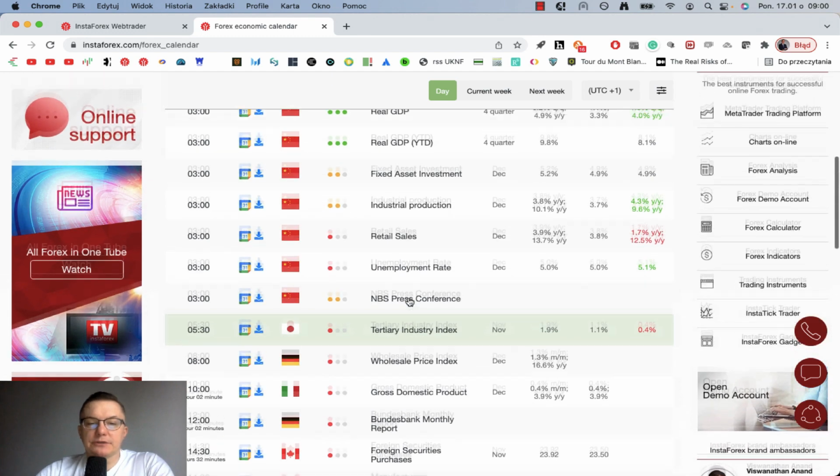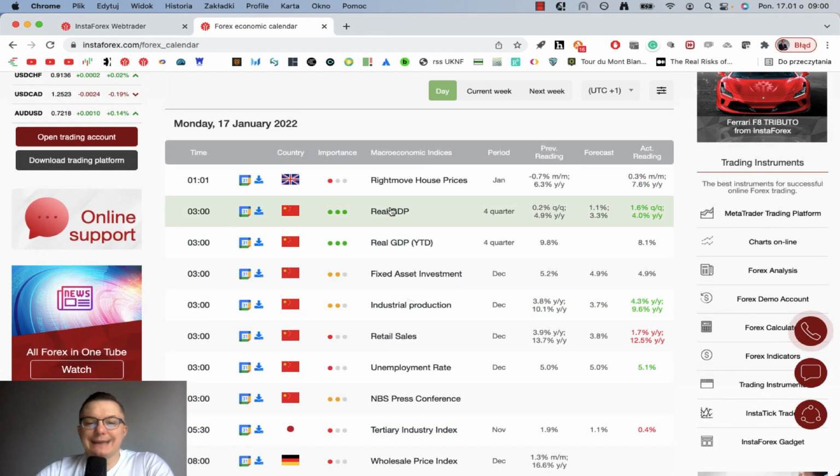So I think we should take a look at the euro dollar first, and then we will take a look at the Australian and New Zealand dollar, because they are highly connected with the Chinese economy. They are so-called commodity currencies.